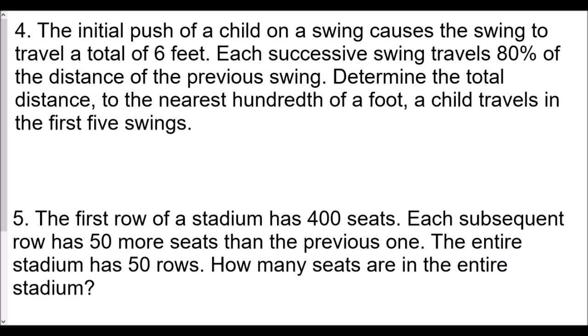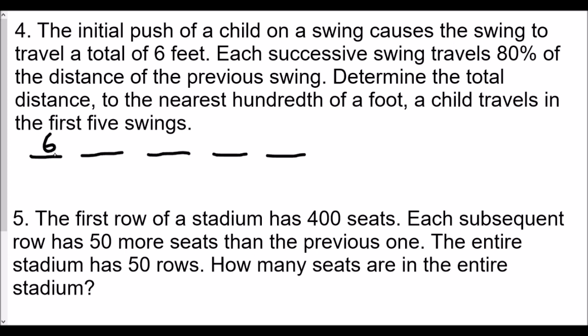So question number 4. The initial push of a child in the swing causes the swing to travel a total of 6 feet. Each successive swing travels 80% of the distance of the previous swing. Determine the total distance to the nearest hundredth of a foot a child travels in the first 5 swings. So one technique in this case is to list all 5 swings here and find the values. Well, the first value would be 6 because that's the first swing.